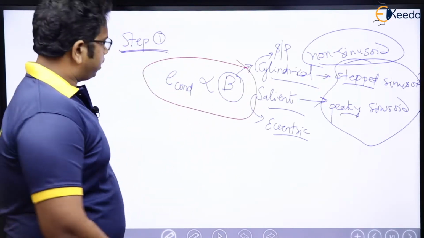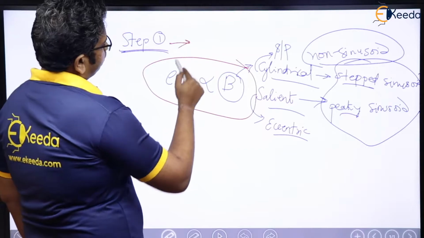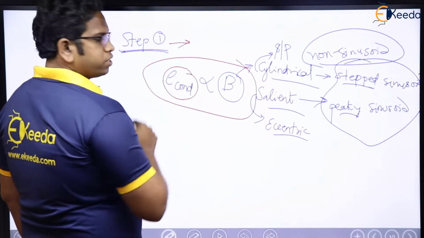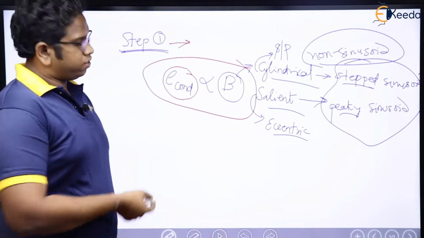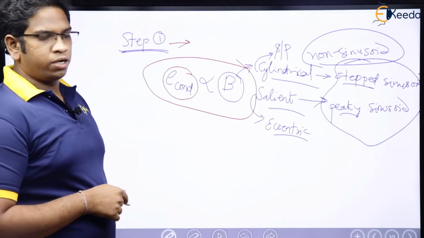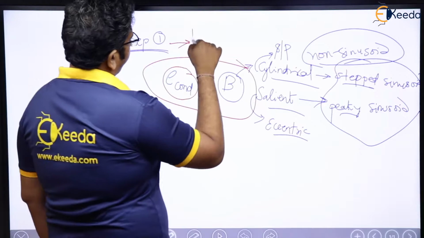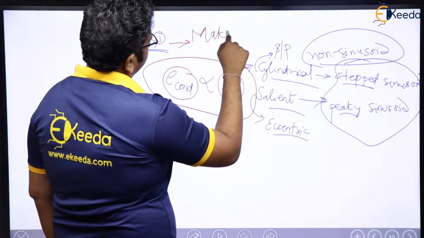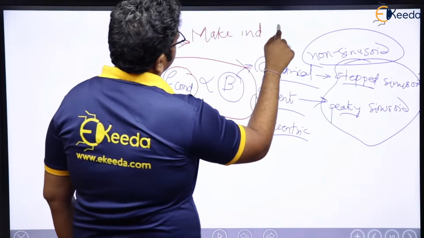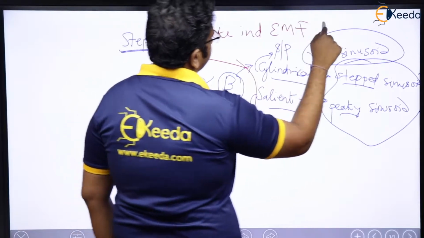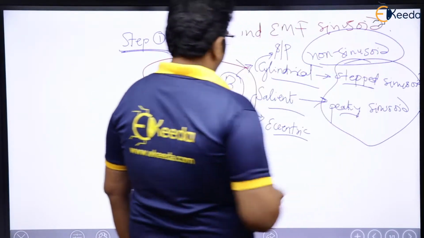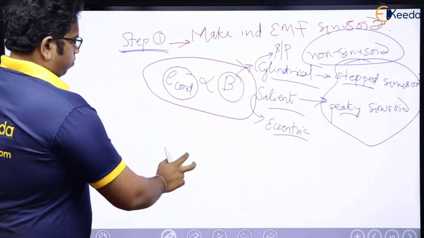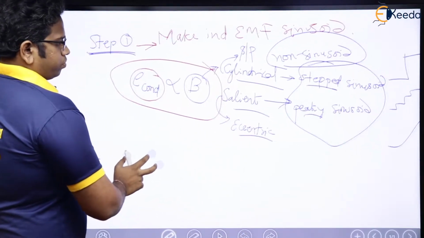What is step 2 then? Now we will try to make induced voltage sinusoid. Let us see if we can get induced voltage sinusoid. So step 2: make induced EMF sinusoid, right?